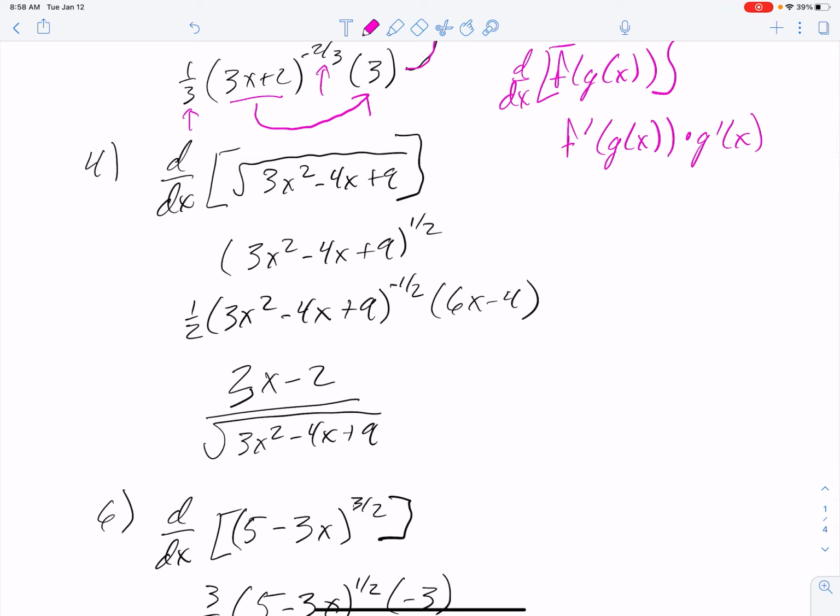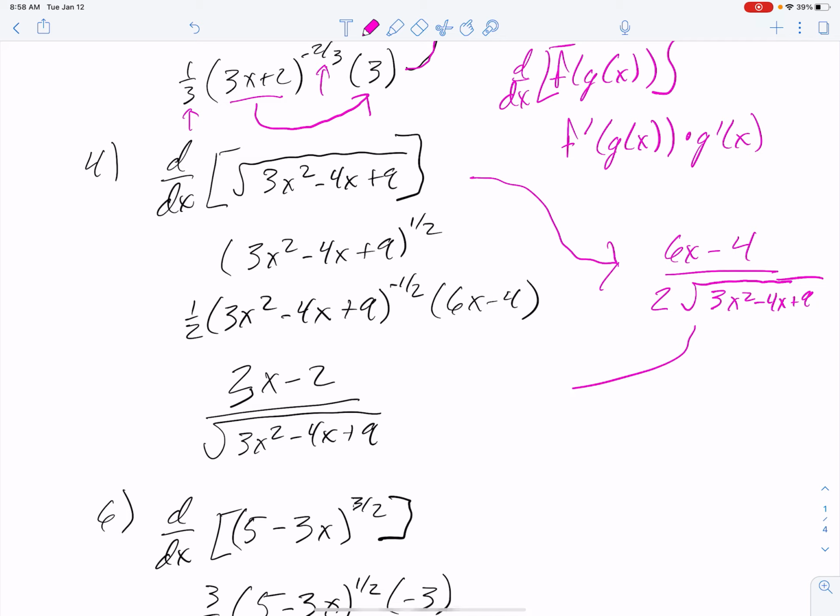Number 4. Again, like we talked about in class, there is a shortcut that you can use when we have the derivative of the root, where you can immediately just take the derivative of what's inside the square root, that would be 6x minus 4, and put it over 2 root what had been in there originally, and then from there it would simplify into what I got as a final answer.